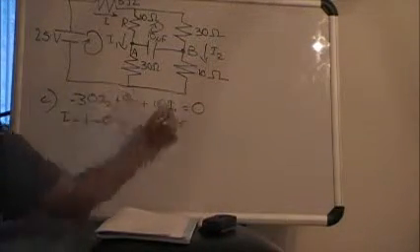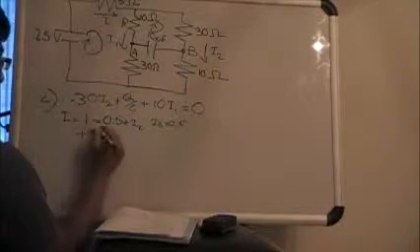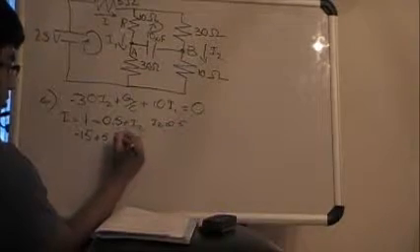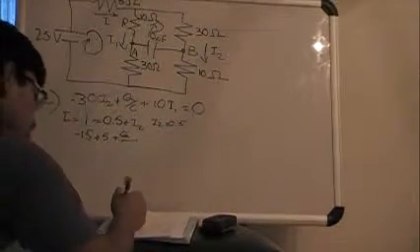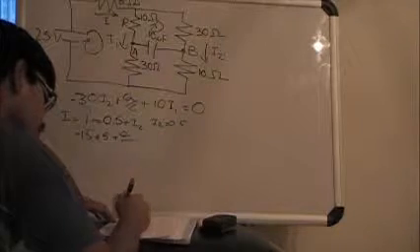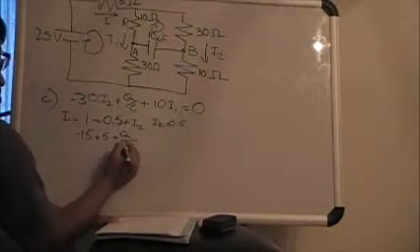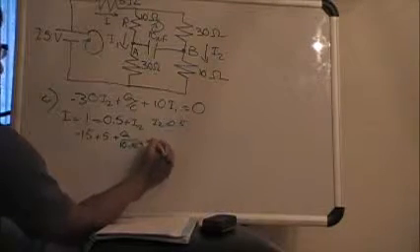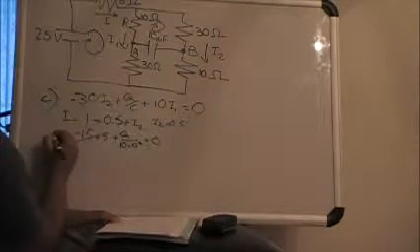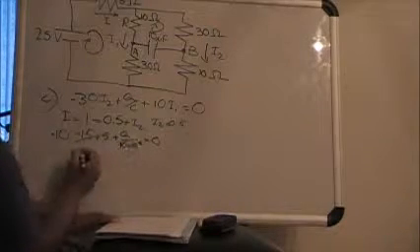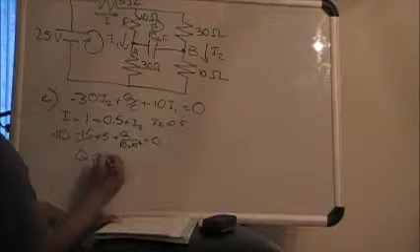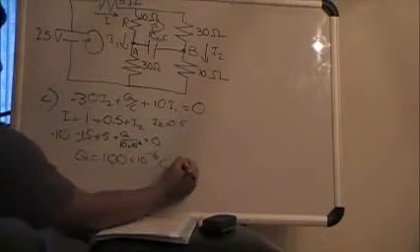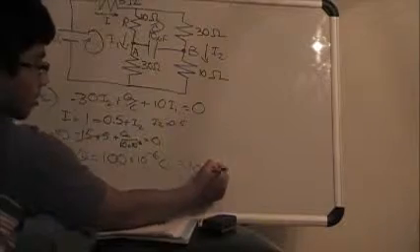And when you plug in 0.5 for I2 and I1, you get negative 15 plus 5 plus Q over C, and C is given as 10 microfarads, so 10 times 10 to the negative 6, is equal to 0. This simplifies to negative 10, so Q is equal to 100 times 10 to the negative 6 coulombs, which is equal to 100 microcoulombs.